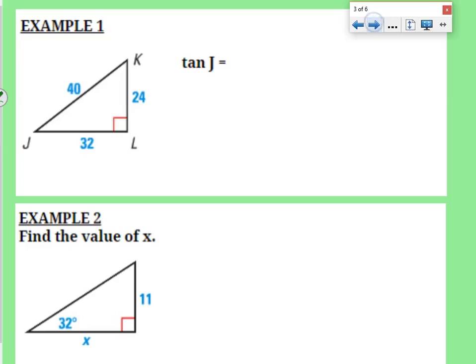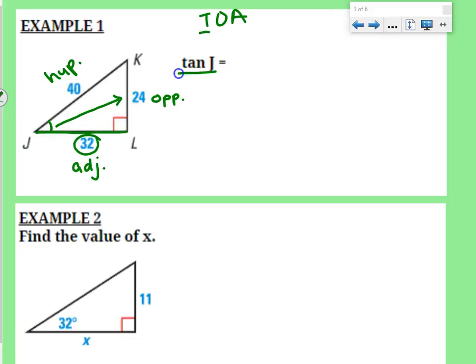All right, so some examples. Find the tangent of angle J. So tangent of angle J, so let's find angle J. First, let's label our sides. Hypotenuse, always across from the right angle. Opposite of J, so we're going to draw that line across. This is our opposite. And then the side right next to the angle right here is your adjacent. Tangent, TOA. Tangent is opposite over adjacent.